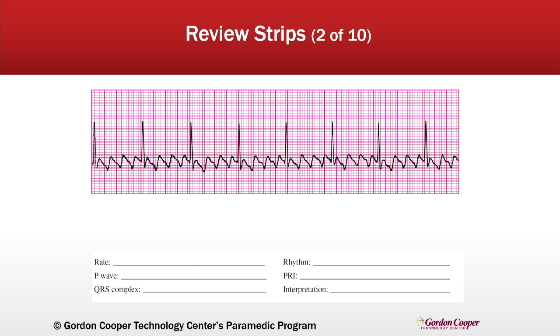So 1, 2, 3, 4, 5, 6, 7, 8, a rate of about 80. We don't see a discernible P wave. The rhythm looks quite regular, but we do see these flutter waves, 1, 2, 3, 4. So we have atrial flutter with a 4-to-1 conduction.